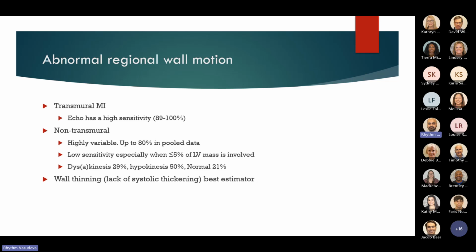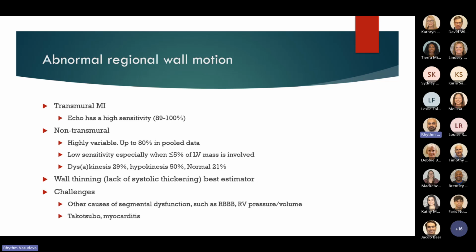Wall thinning or lack of systolic thickening is what we look at to assess wall motion abnormality. The challenge is that there are other conditions that can lead to segmental dysfunction, such as a right bundle branch block or RV pressure and volume overload, and honestly other things that will even raise troponins, like myocarditis and Takotsubo. So it can be very hard to differentiate MI versus myocarditis versus Takotsubo. You really have to take into account their clinical presentation, and a lot of times you have to do a cath to rule things out, especially if they're stable.